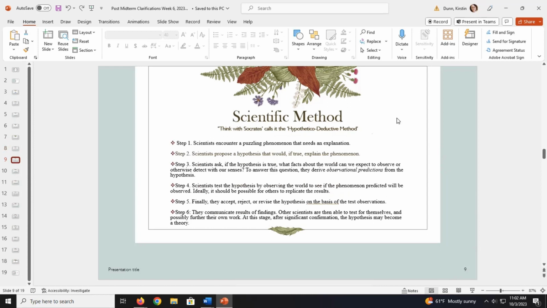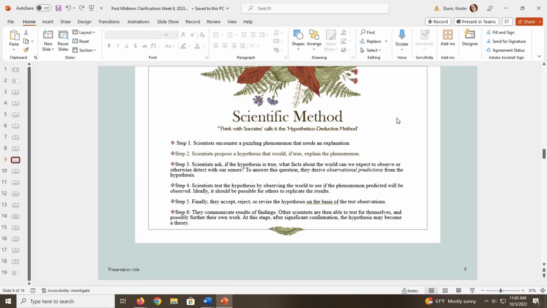Step 3, scientists ask: if the hypothesis is true, what facts about the world can we expect to observe or otherwise detect with our senses? To answer this question, they derive observable or observational predictions from the hypothesis. Step 4, scientists test the hypothesis by observing the world to see if the phenomenon predicted will be observed.